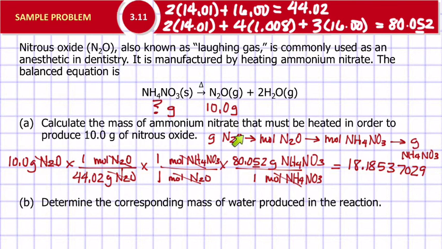Our molar masses each had 4, and then this is exact. You would like to use molar masses that are not going to reduce the number of significant figures in your answer. That's usually not a problem in questions that are set up for you like this. So we'll round that to 18.2 grams of ammonium nitrate. Any questions?